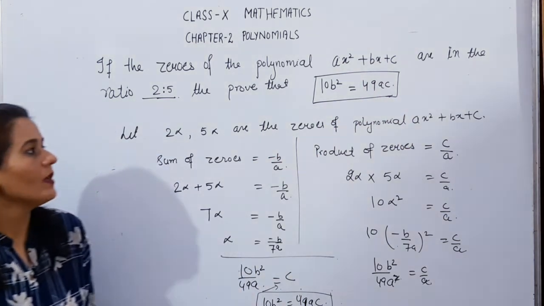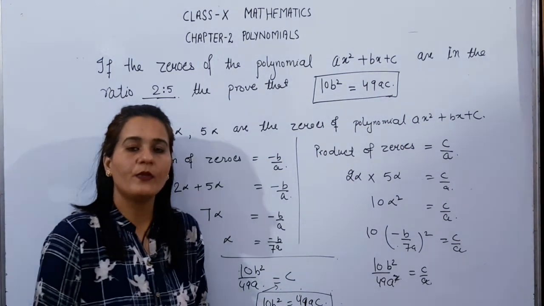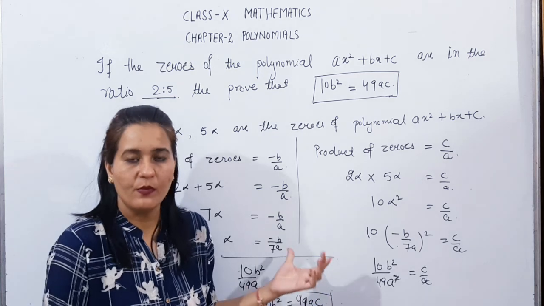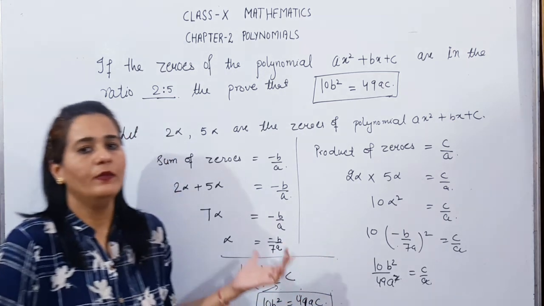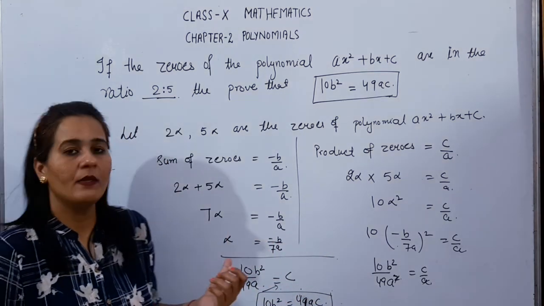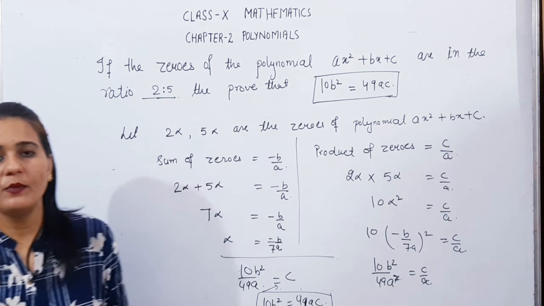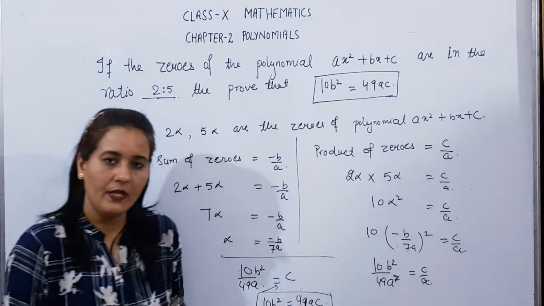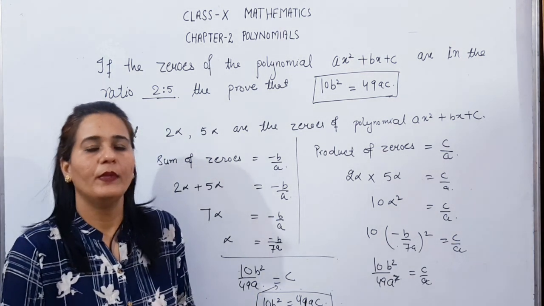So this was all about your doubts of chapter number 2, polynomials. Now we will revise, or I will guide you to do the optional exercise even. If you find any problem again, you can ask it.